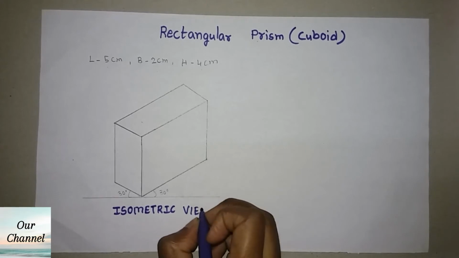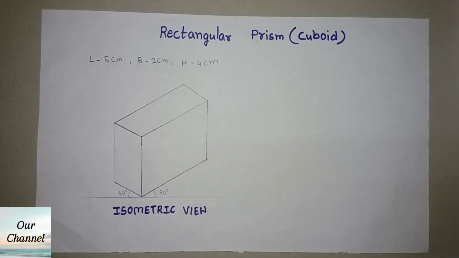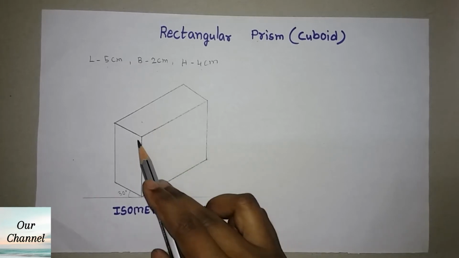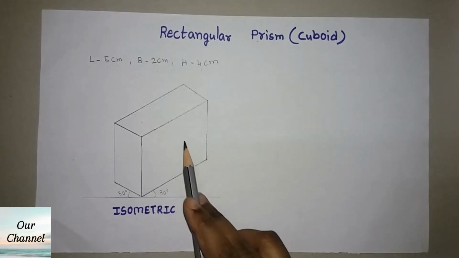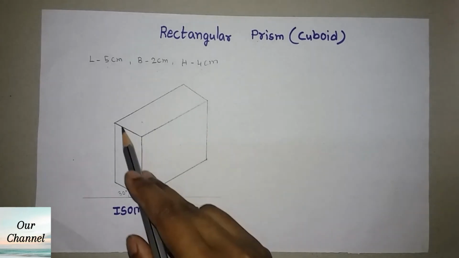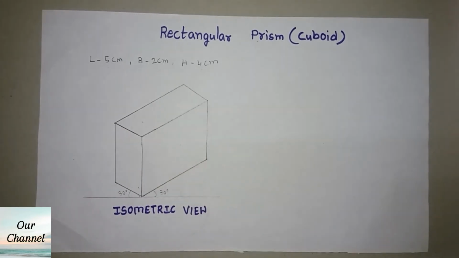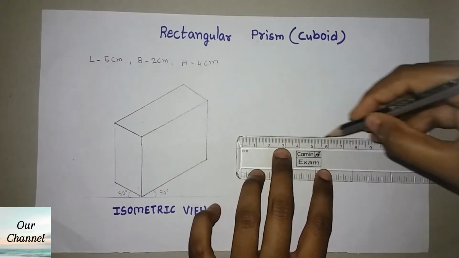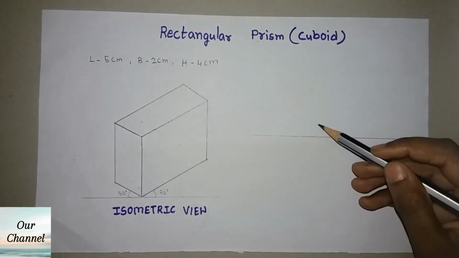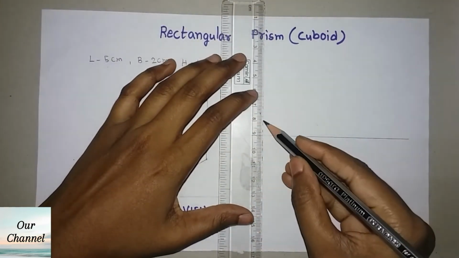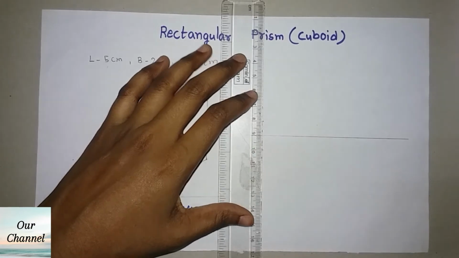Isometric view. Now we are going to draw the front view, top view and side view. As you can see, the biggest side will be our front view, this is the side view, and this is the top view. To draw these views, first we have to draw a line, and we will take a 1 centimeter gap on this side and 1 centimeter on this side, 1 centimeter this side and 1 centimeter this side.